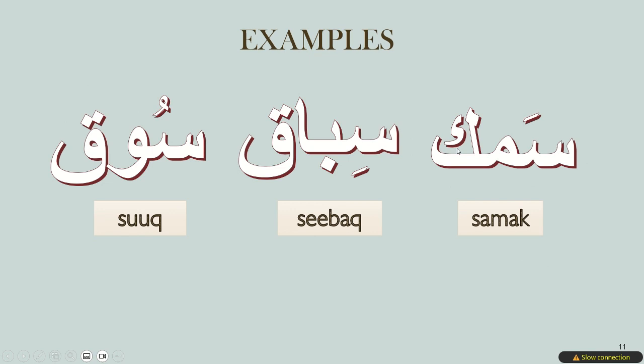Okay, let's have some examples. The first one is سمك, an example with sa. سمك means fish. An example for si is سباق. An example for su is سوق. سوق means a market. So if you're in Dubai, for example, you will have سوق there. It means market. So سمك, سباق, سوق.